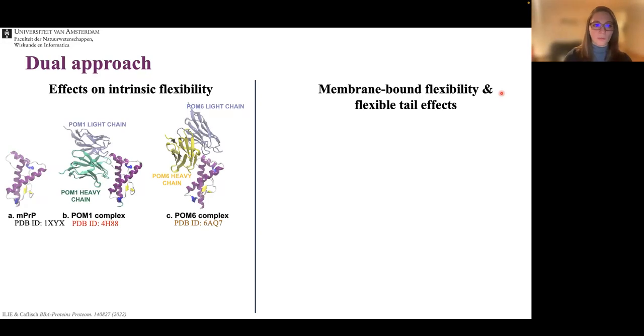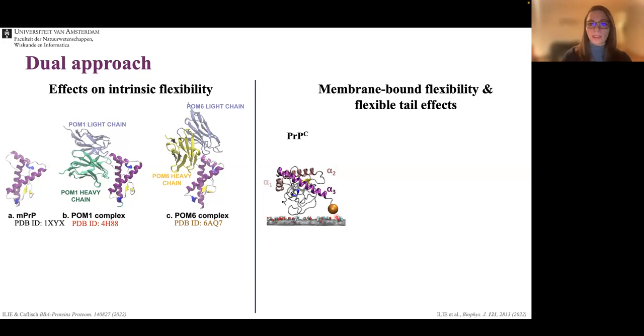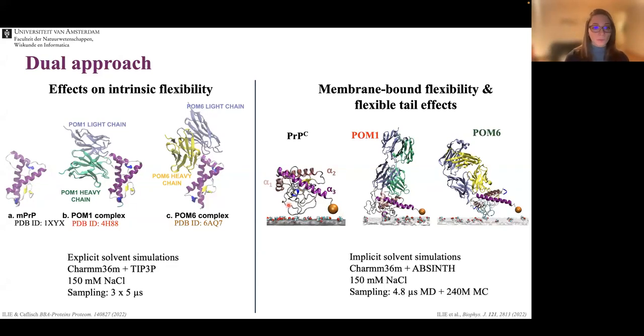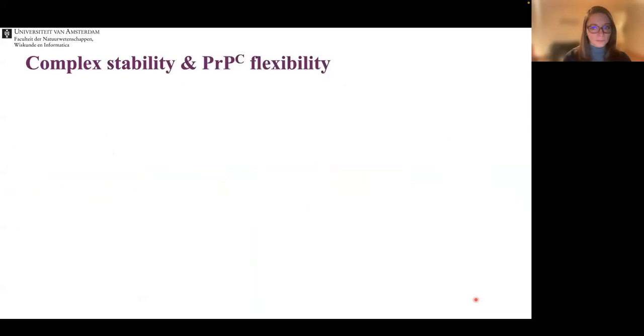Now, in first instance, we started from the crystal structure of the prion protein and the complexes with the two antibodies. In second instance, starting from the same crystal structure, we also reconstructed a coarse membrane to which we attached the prion protein. And we also simulated explicitly the flexible tail. We do this by full atomistic simulations, except that in first instance we use explicit solvent simulations. And in second instance, because we are limited by the size of the system, which limits our computational efforts, we use implicit solvent simulations and enhanced sampling techniques.